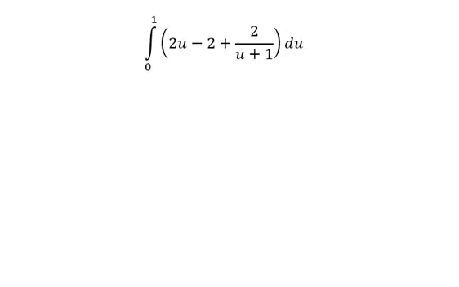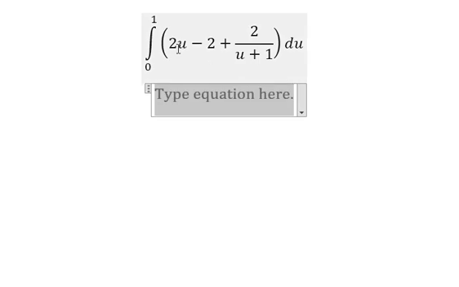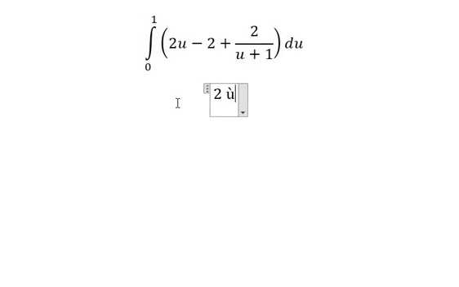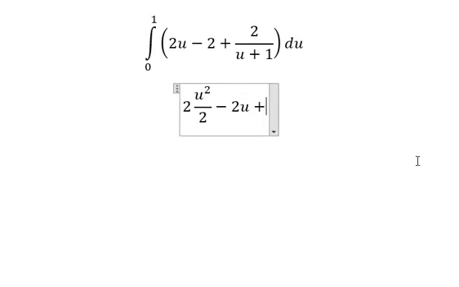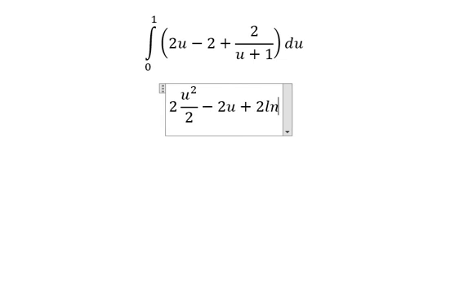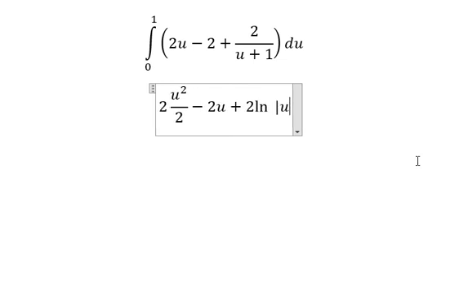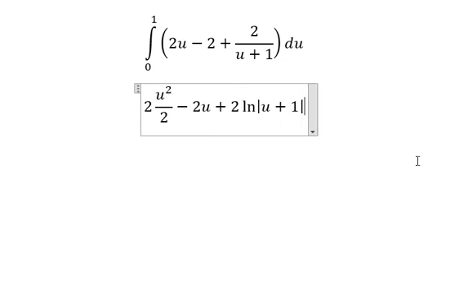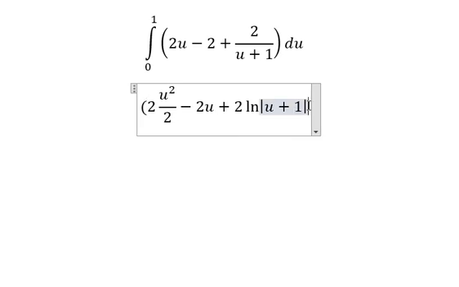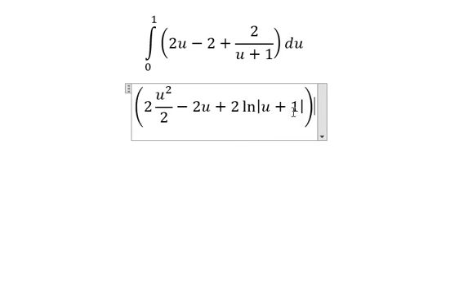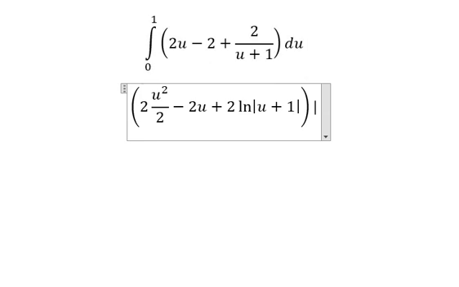And now we can get the final answer. The integration of u, we have u squared over 2. The integration of number 2, we have 2u. The next one is ln of the absolute value of u plus 1. And we put the bounds in here, from 0 to number 1.